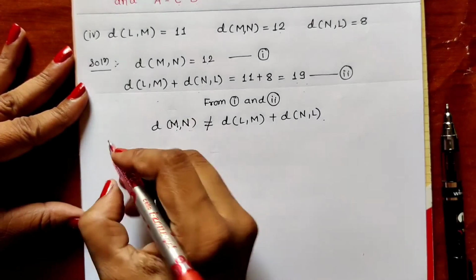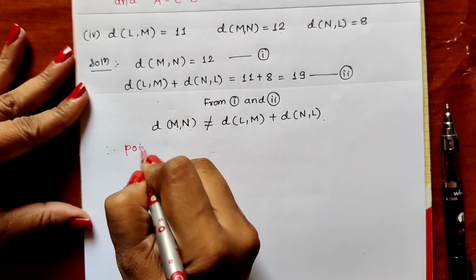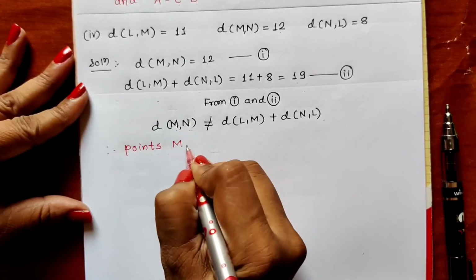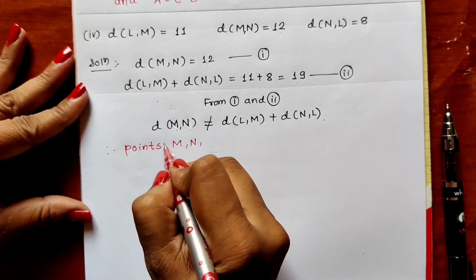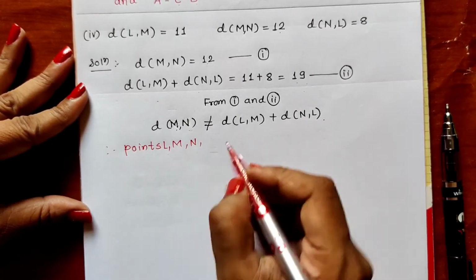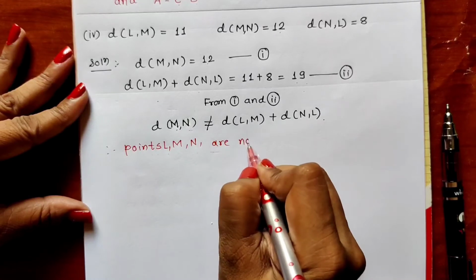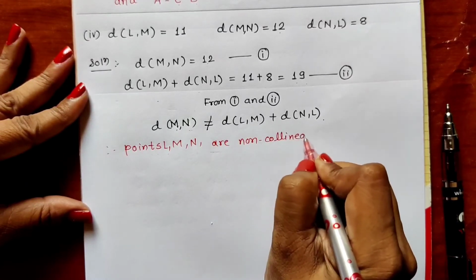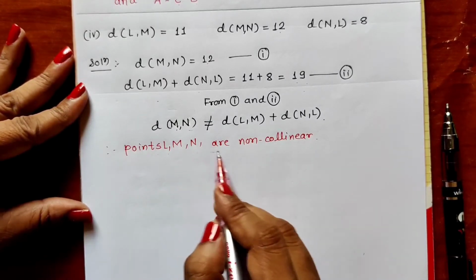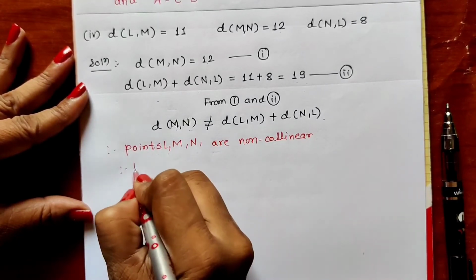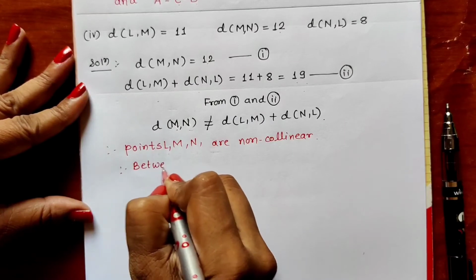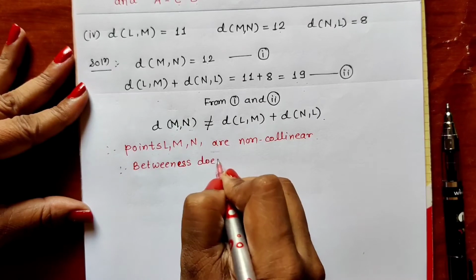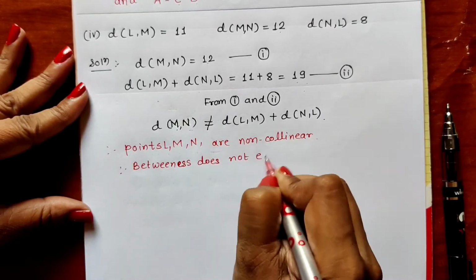Therefore, points L, M, N are non-collinear. As L, M, N are non-collinear, therefore betweenness does not exist.